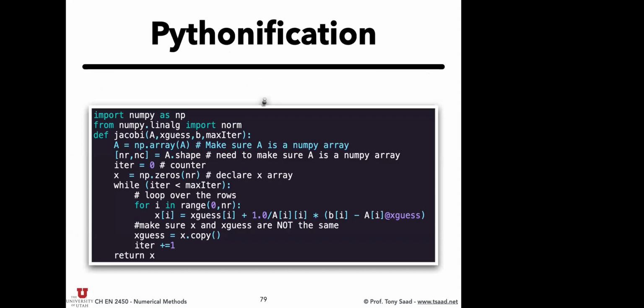Let me go back to this. Okay. So for the i-th iterate, I'm going to loop over each and every equation, and start with my x guess over here. I'm starting with my x guess plus 1 over a_ii times b_i minus a_i times x guess. So that's the dot product.